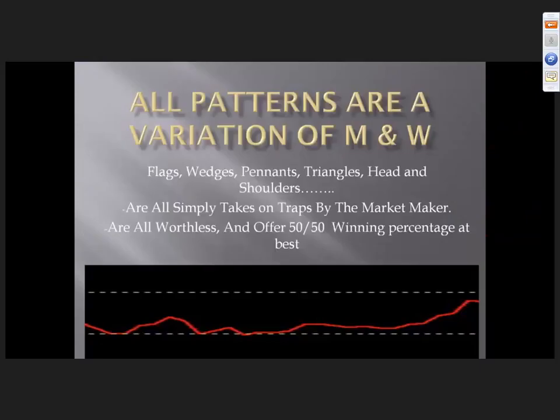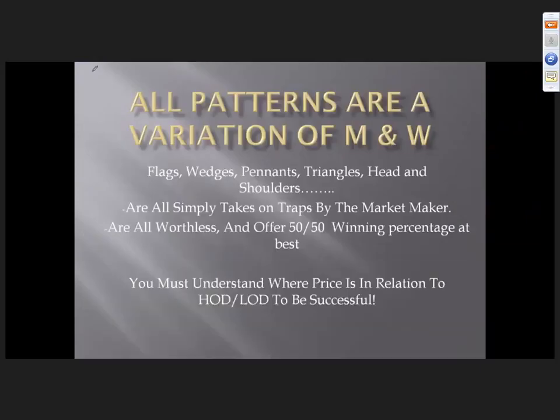All right, so look. All patterns that you see that are in these textbooks, they're a variation on an M and W. Flags, wedges, pennants, triangles, the head and shoulders at level 3. But what they really are is they're simply traps by the market maker, and for our purposes, I'm not insulting anybody, but for our purposes, they're worthless. They offer a 50-50 winning percentage at best.